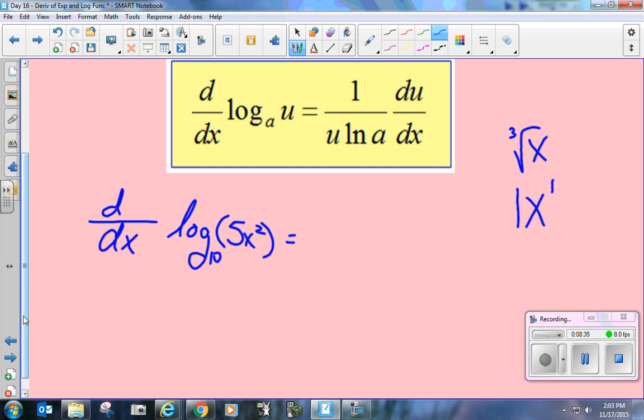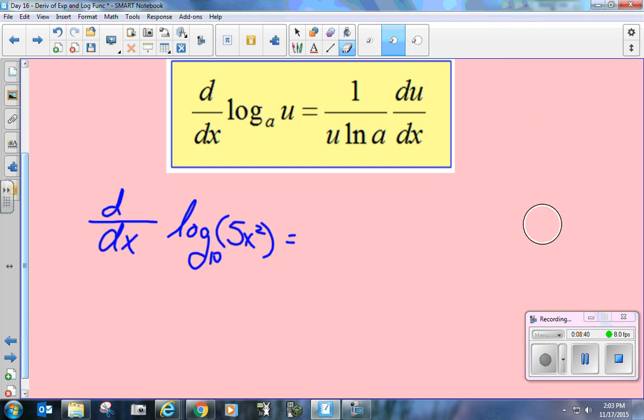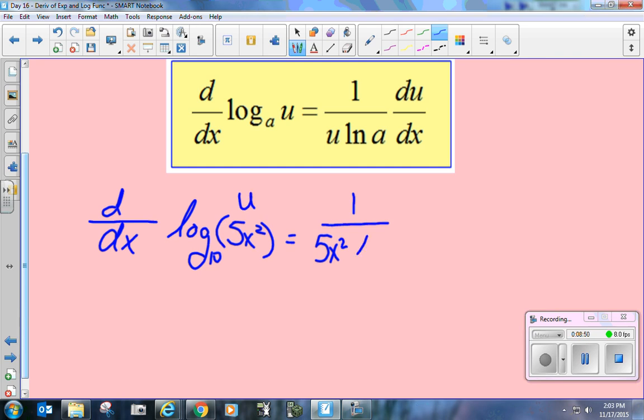So, how do I write that? Thanks for the test, because teachers need to be tested too. So it is 1 over 5x squared, because that's my u, times the ln of 10, because that's my a, times the derivative of u, which is 10x. And if I want to clean that up, I just put 10x over 5x squared.